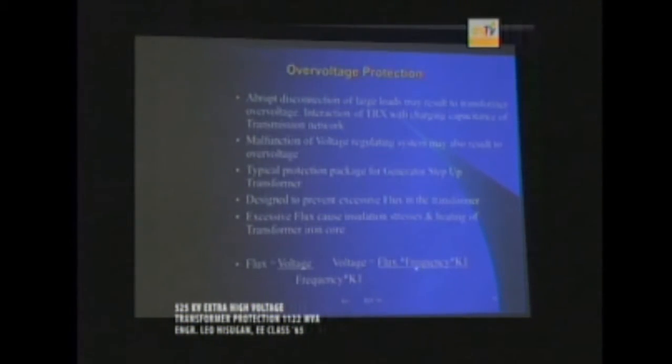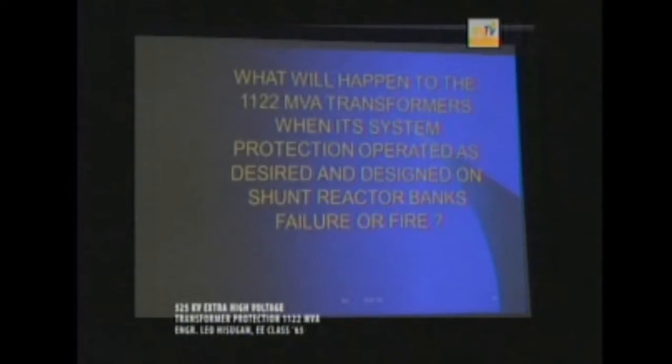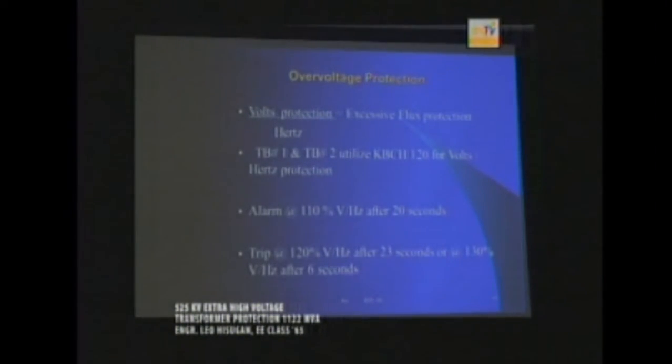Voltage equals the flux times the frequency times your K1. So the overvoltage protection is on your transmission line. You have long lines, for example, and the end of the line becomes a little bit higher, so you need to have some 24 volts per hertz protection. So we set this volts per hertz protection at 110% for your alarm, or 120% for 23 seconds, 130% for 6 seconds.